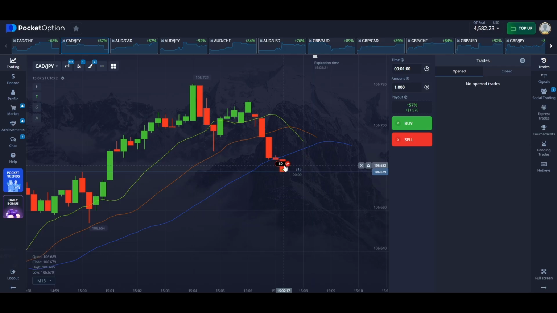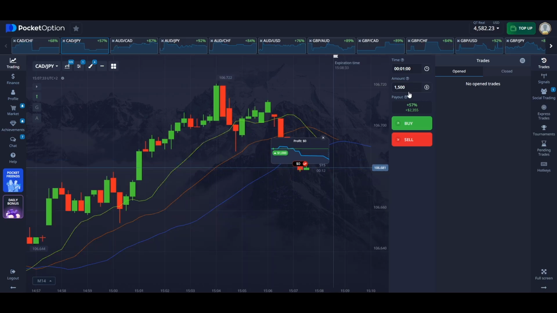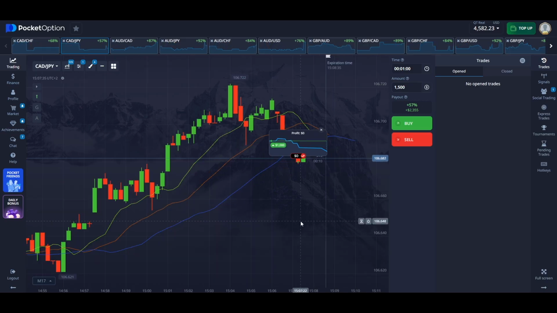Unfortunately, there was an impulse here, and as a result, the trade closed at a loss. That happens. I'm not going to get upset about it. I'll just cover my loss with the next trade for $1,500.